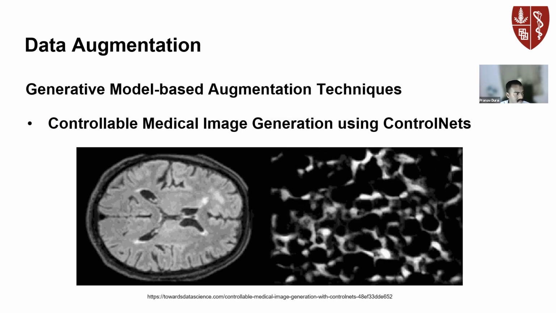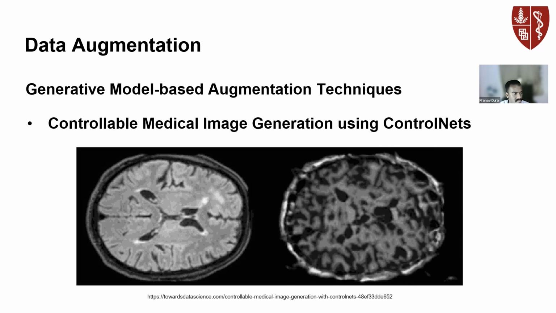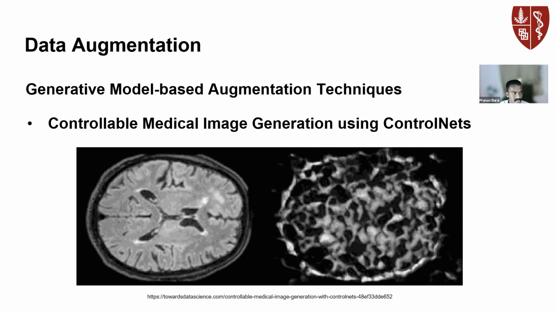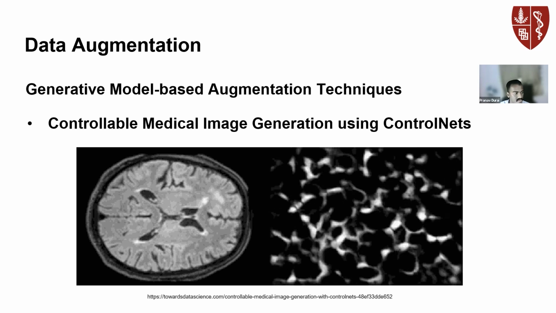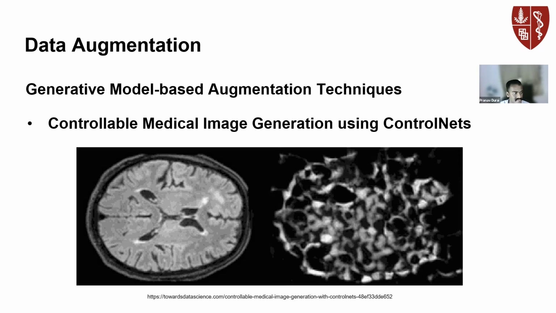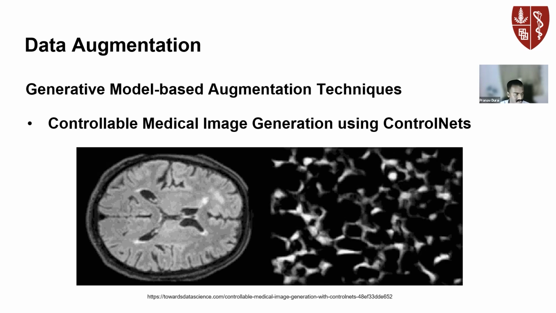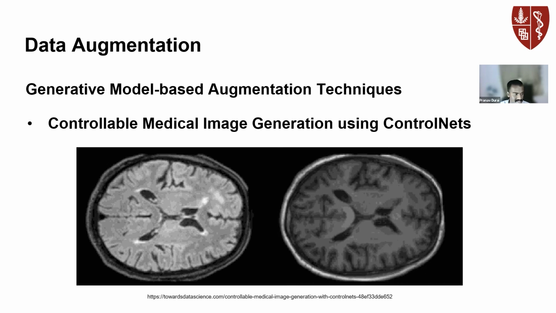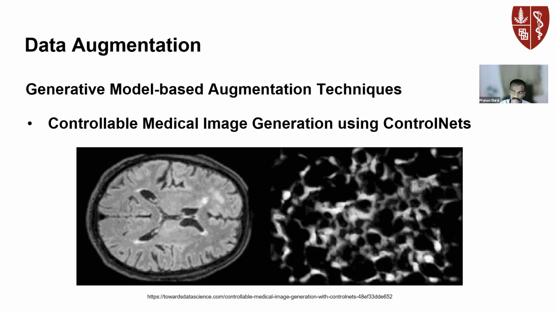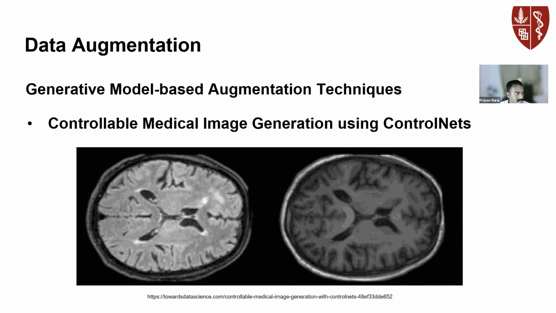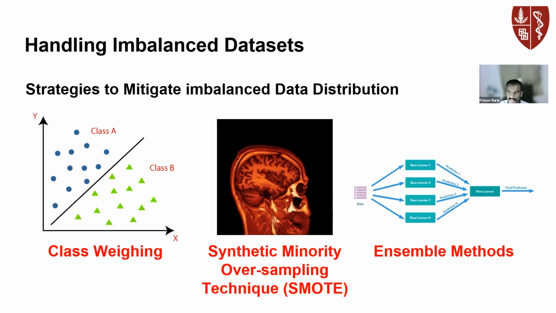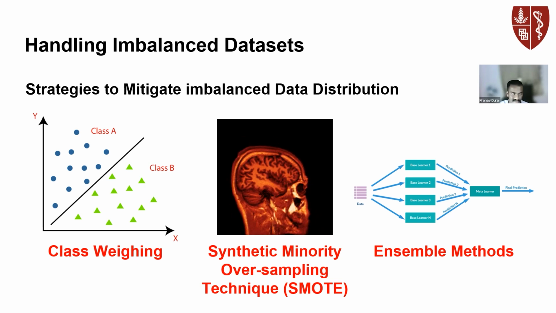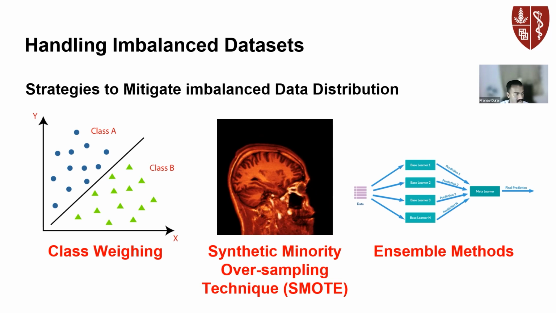And you can also do generative model-based augmentation techniques, right? So in this case, you can use this model called ControlNet to generate all of these medical images from scratch. So here on the left is a real image, and on the right is a generated image of the human brain, right? And these are some strategies to mitigate imbalance in terms of data distribution, right?